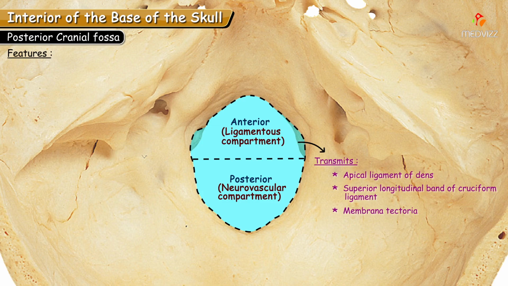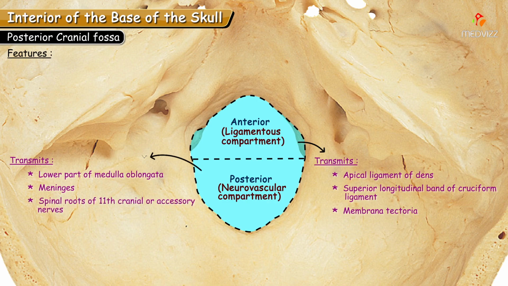Continuing with the posterior, that is the neurovascular compartment, it transmits the lower part of the medulla oblongata, which is the chief component of the foramen magnum, and the lower part of the medulla oblongata continues below the foramen magnum as the spinal cord. And this medulla is surrounded by meninges. So the 3 meninges, dura mater, arachnoid mater and pia mater, run along the medulla.